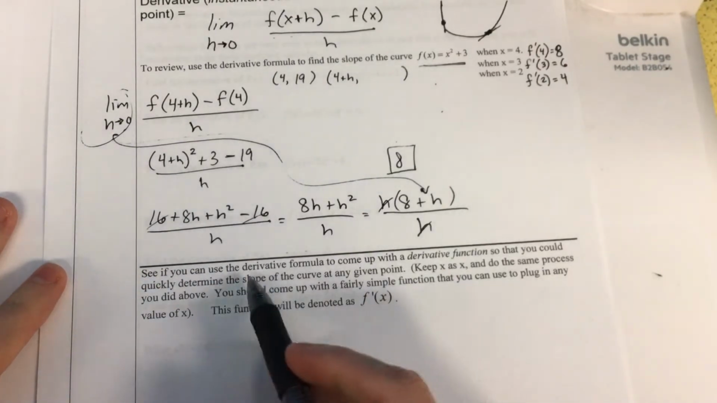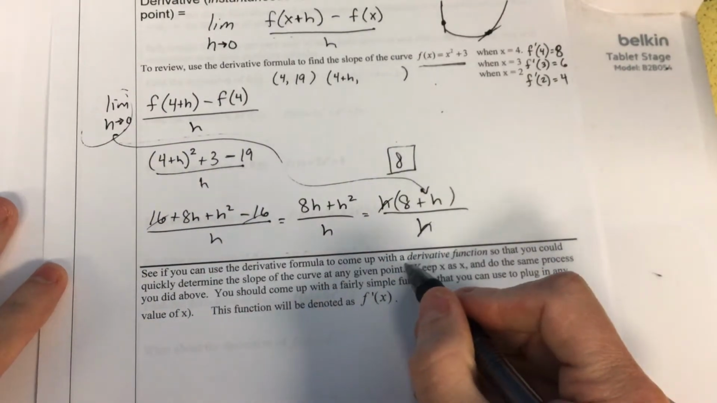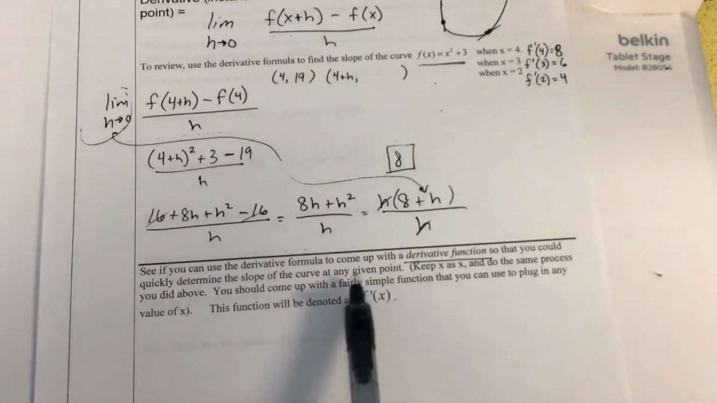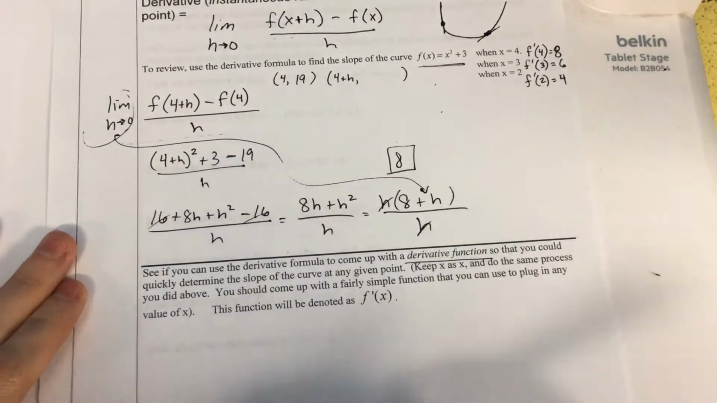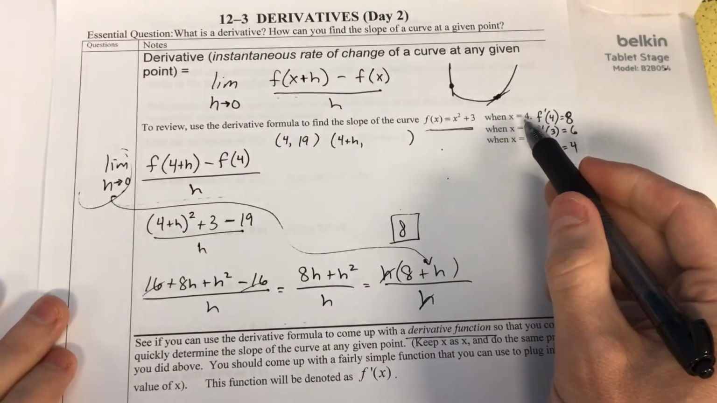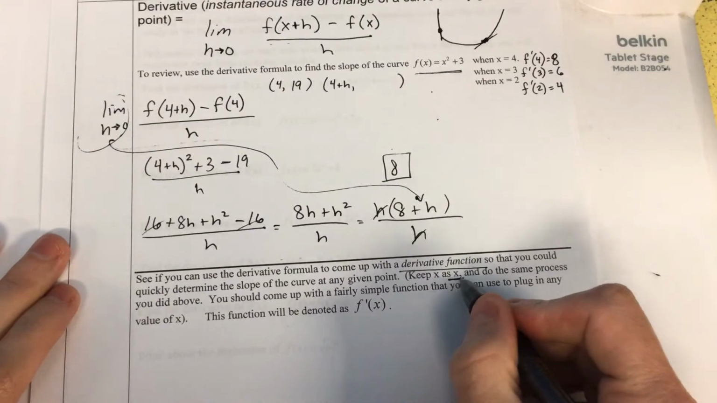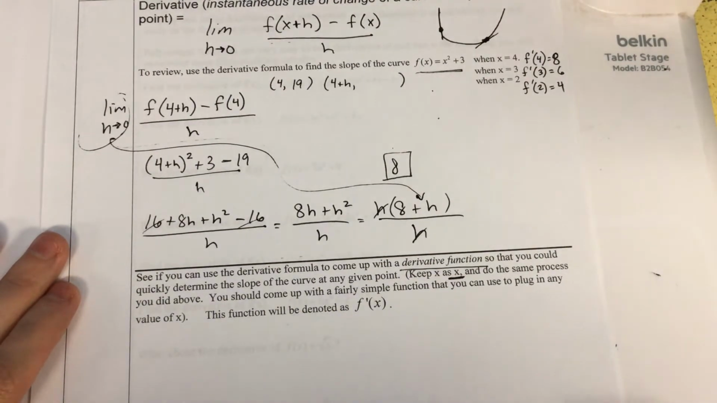See if you can use the derivative formula, just like we did up here, to come up with a derivative function so that we can quickly determine the slope of the curve at any given point that we choose. So when you do this up here, instead of plugging in 4 to find the slope when x is 4, you're just going to keep the x as an x and find the derivative. Therefore, when you're done, you can just plug in whatever number you want for x at the end.